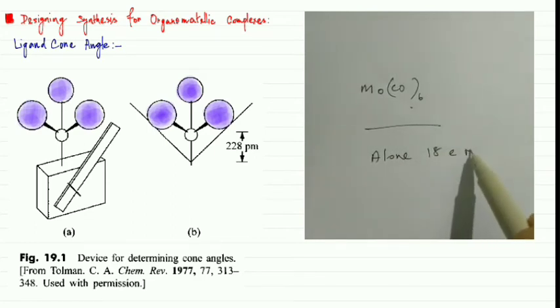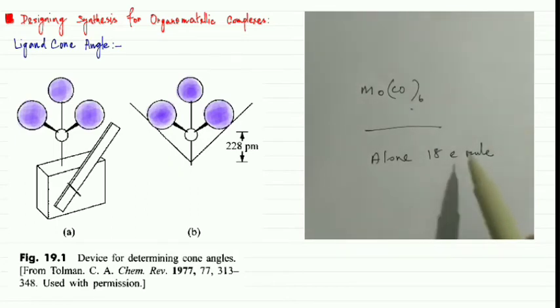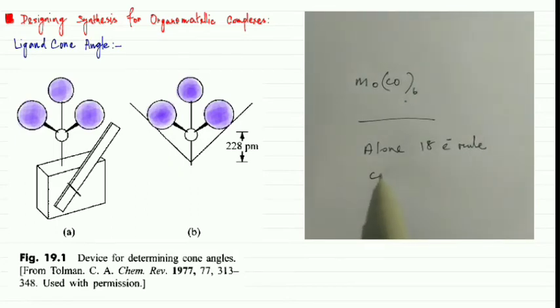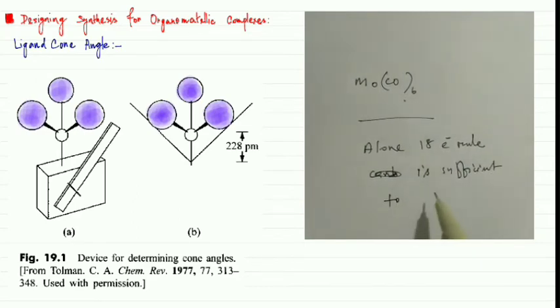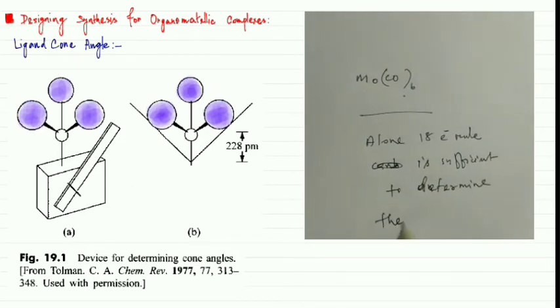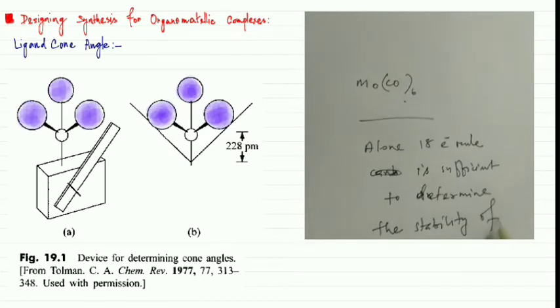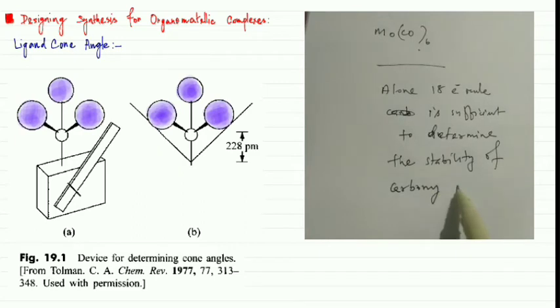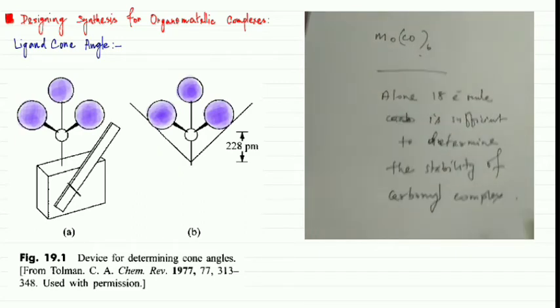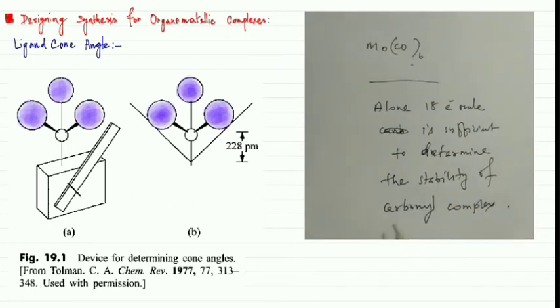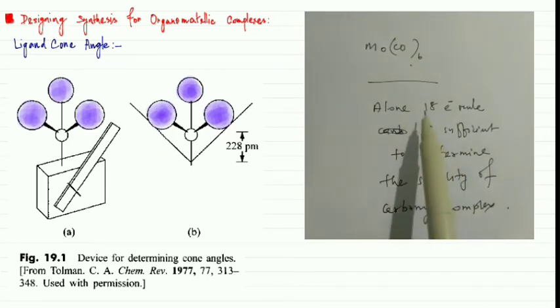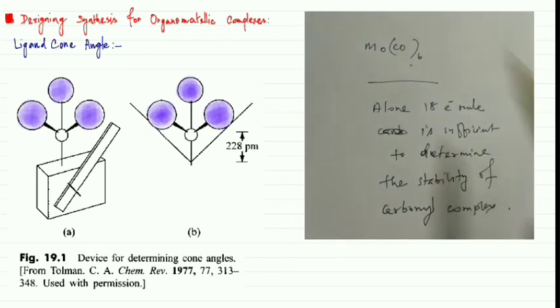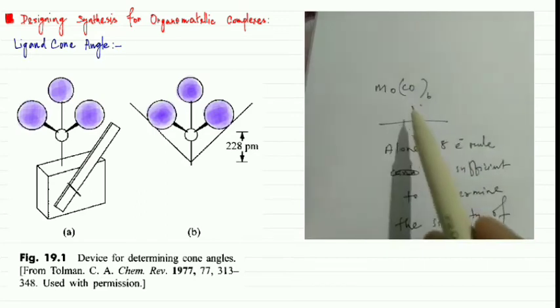So the 18 electron rule alone is sufficient to determine their stability. In the case of organometallic carbonyl complexes, the 18 electron rule alone is sufficient to determine their stability, because their size is not so high.